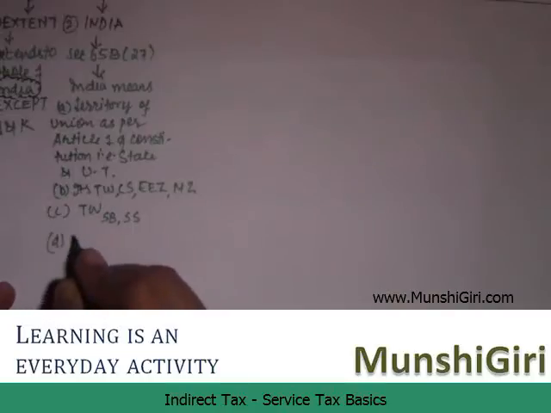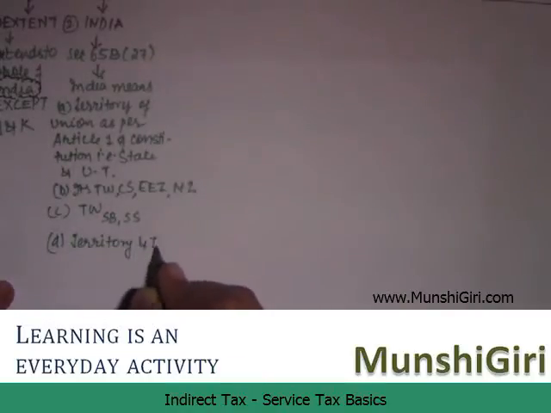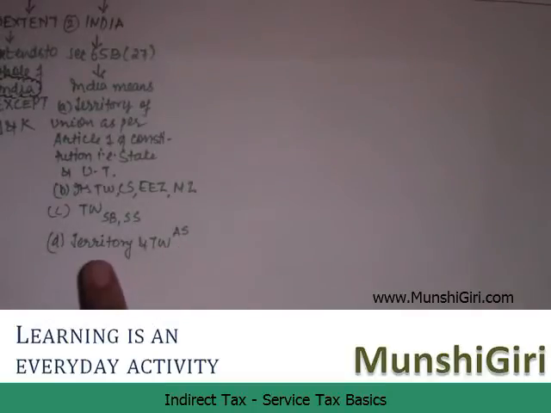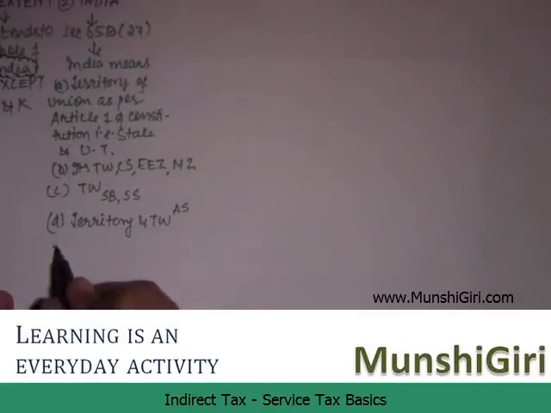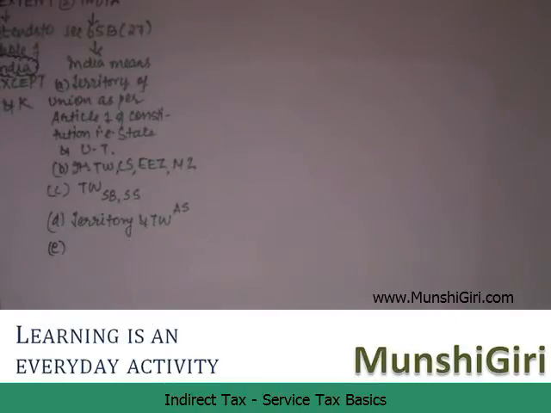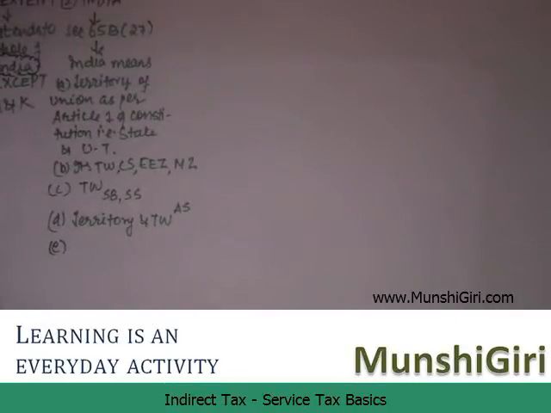Fourth is the territory and territorial waters, and above this write AS, which means airspace: airspace above its territory and territorial waters. Fifth point is installations, structures and vessels located in the continental shelf of India and exclusive economic zone.